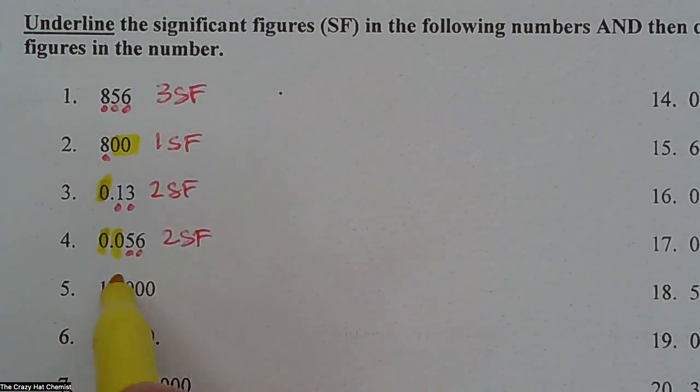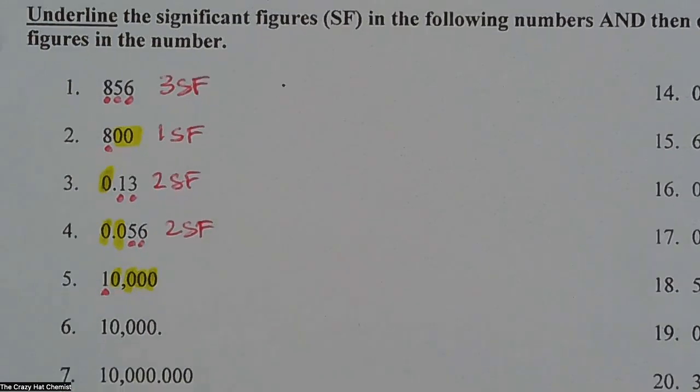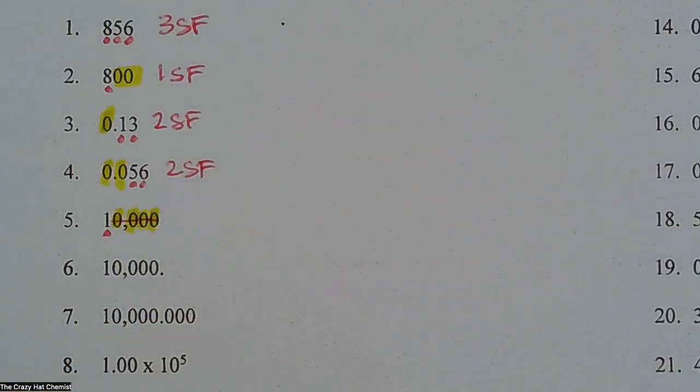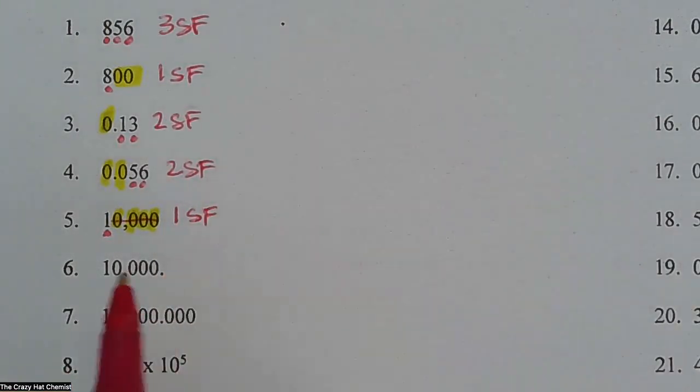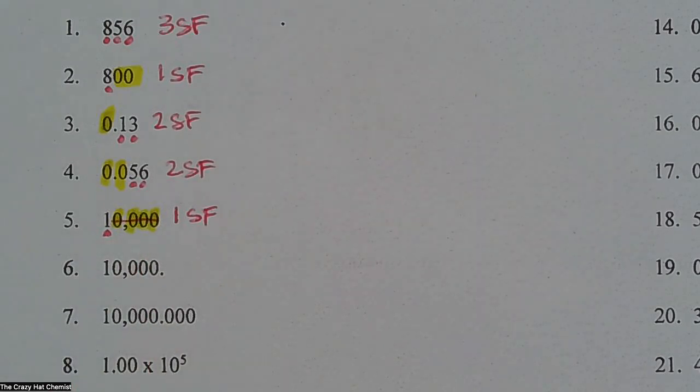Okay, there's a bunch of trailing zeros, and there's a one. The one counts because it's a non-zero integer. These are trailing zeros that do not count as significant figures, so this only has one significant figure. I want to make the clarification that just because the zeros are not significant doesn't mean that they're not important. This number is 10,000. Therefore, the zeros need to be in the number, but they are not significant figures. There's a very clear distinction there.